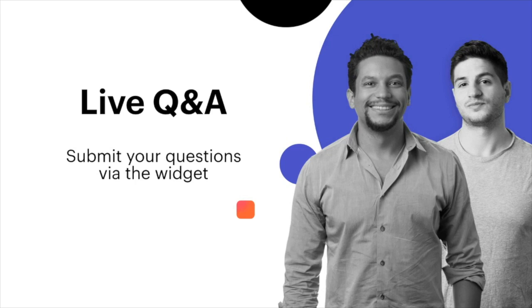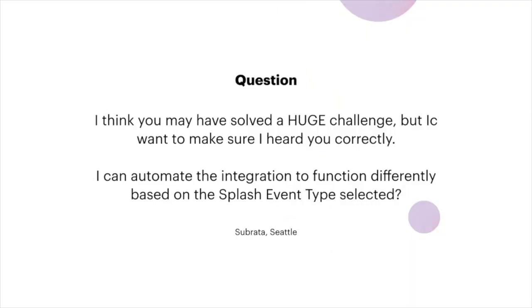Yep. Let me see if I can read this one. I think you may have solved a huge challenge, but I want to make sure I heard you correctly. I can automate the integration to function differently based on the Splash event type I select. Kind of the theme of what we've been speaking about today. Right, this came from Sabrata in Seattle. So I think we have covered that today.